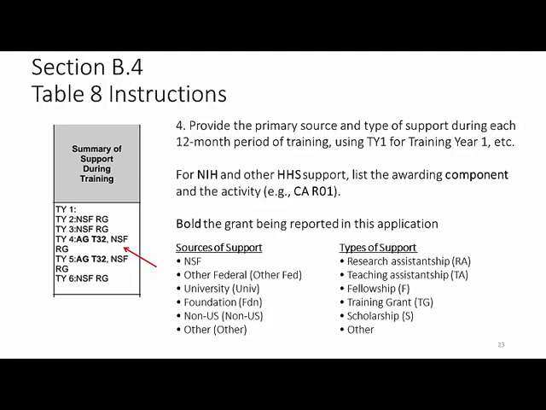Training year 2, they were on an NSF research grant, and same for TY3. TY4, you'll see AG 232. So they were on this particular training grant. That's bolded, if you can see that. So that is where they were on the training grant for TY4 and TY5. And then their last year, they were back on the NSF research grant. The bottom section here is kind of a guideline of how you would write in the sources of support.